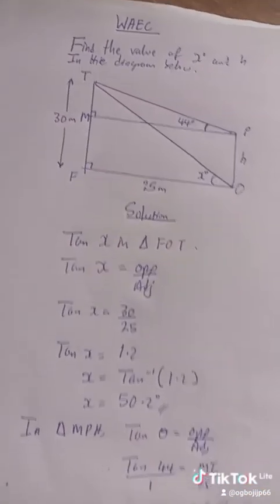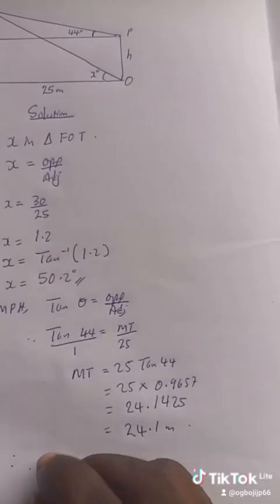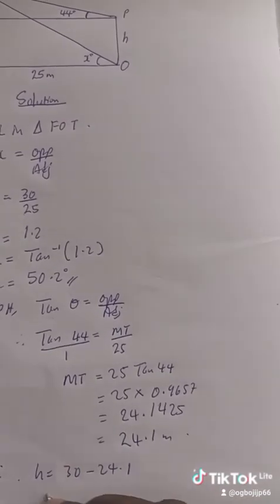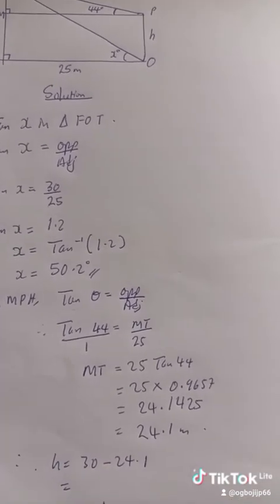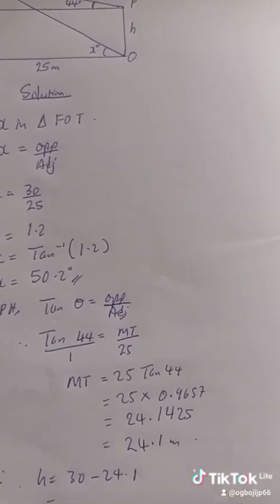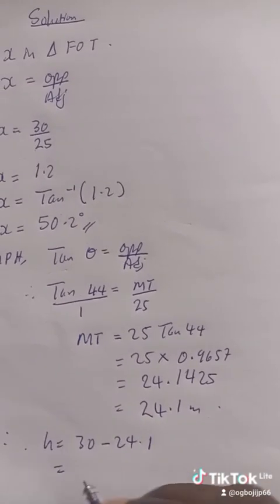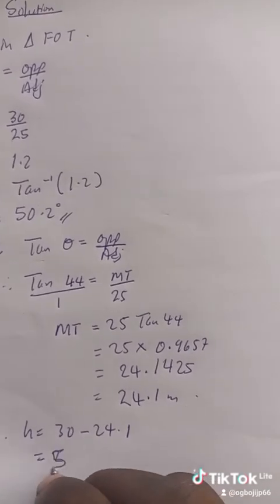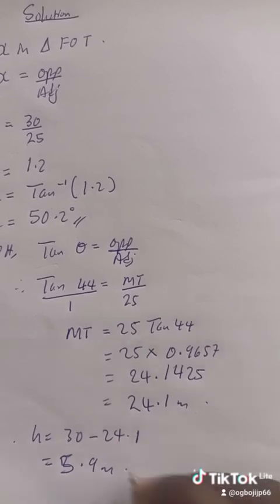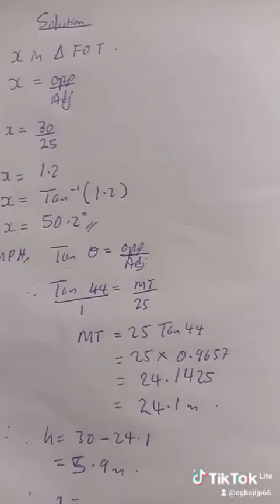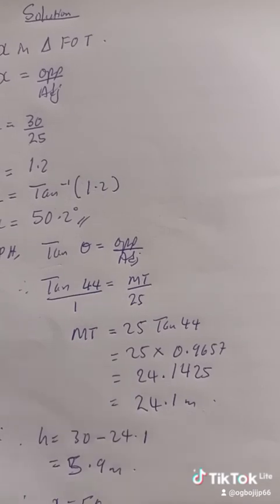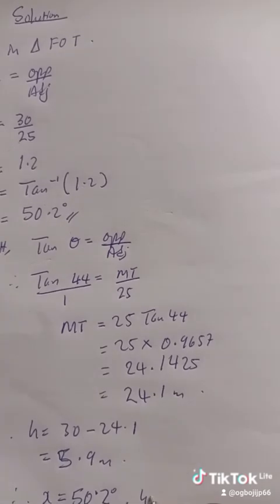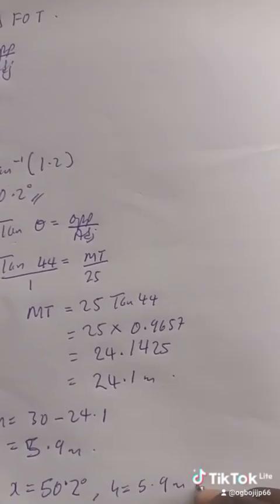Therefore, our height h will now be equal to 30 minus 24.1. When we subtract 30 minus 24.1, we have 5.9 meters. Therefore, x is equal to 50.2 degrees and h is equal to 5.9 meters. Thank you.